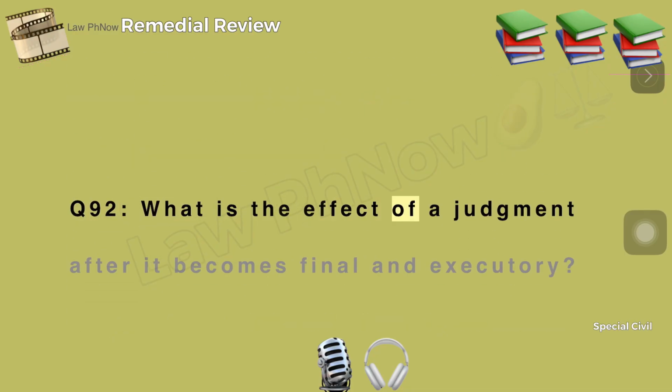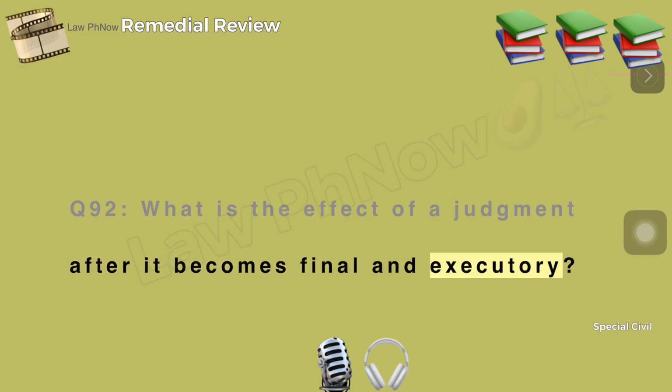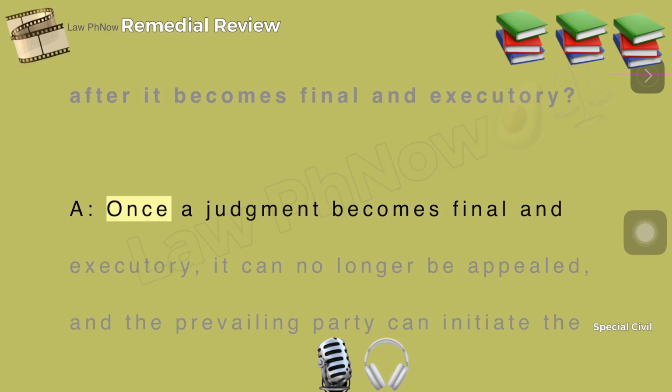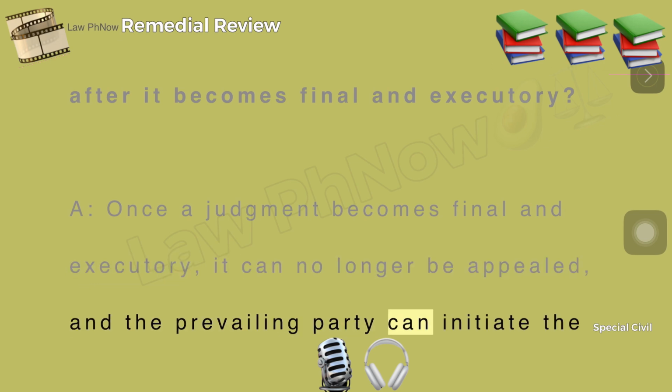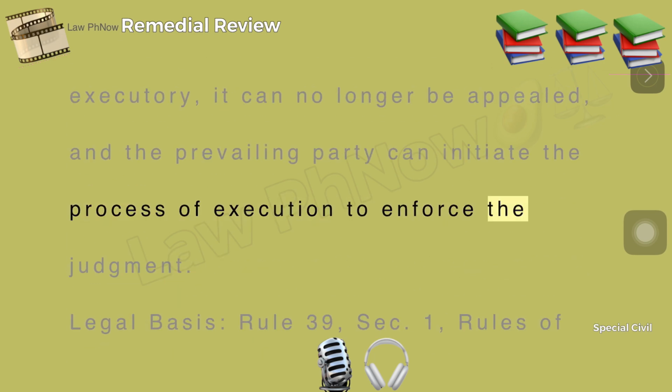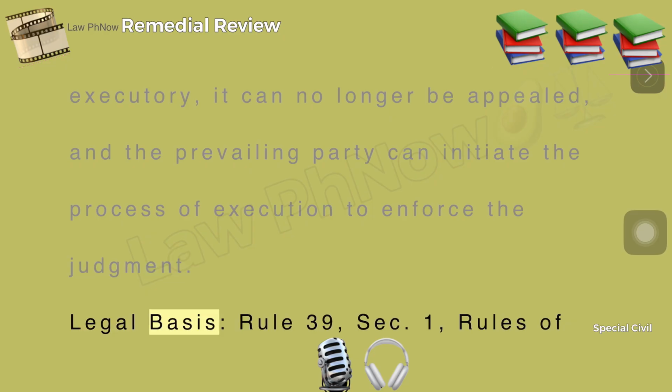Q92. What is the effect of a judgment after it becomes final and executory? A. Once a judgment becomes final and executory, it can no longer be appealed, and the prevailing party can initiate the process of execution to enforce the judgment. Legal basis, Rule 39, Section 1, Rules of Court.